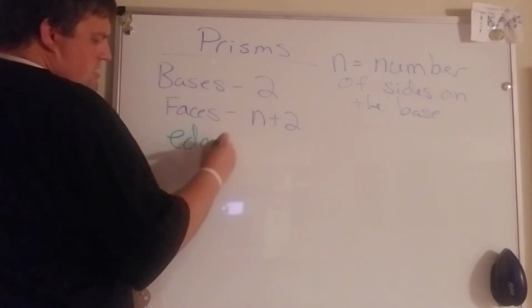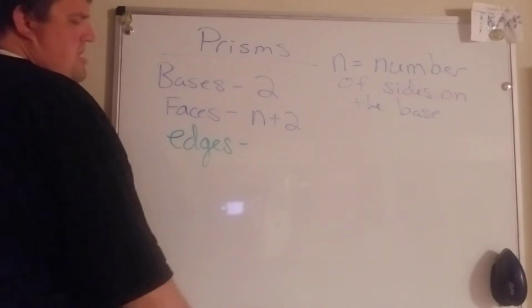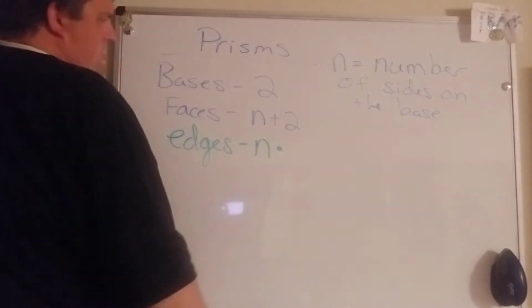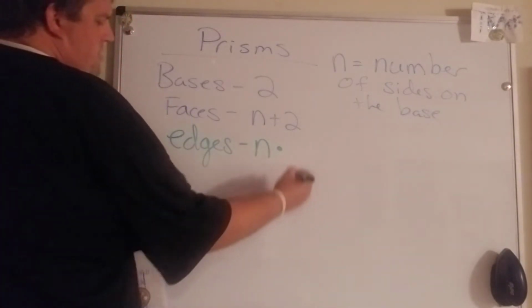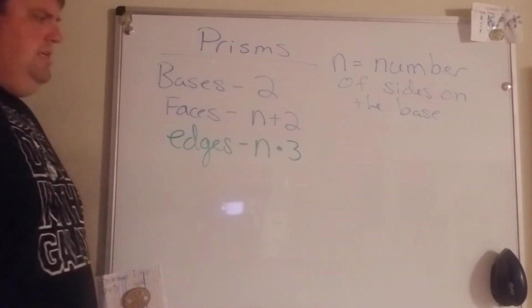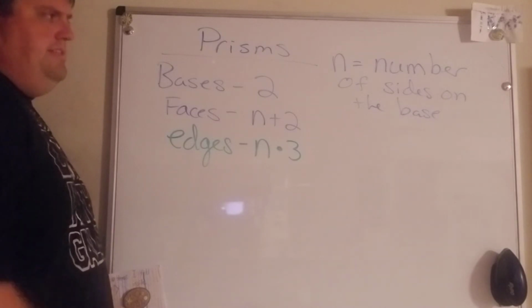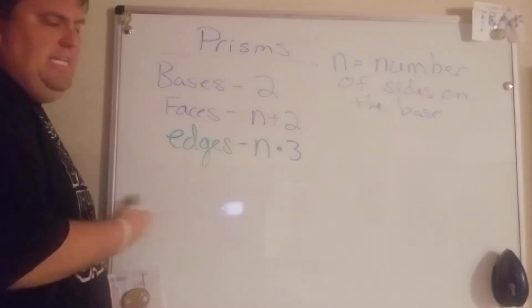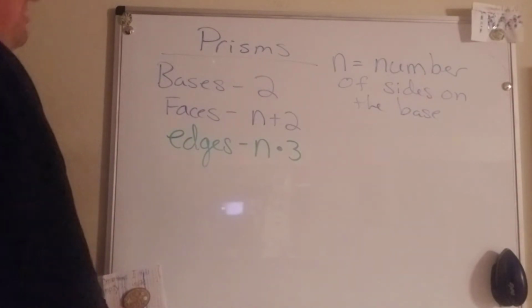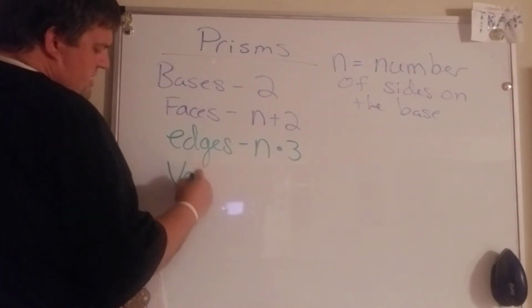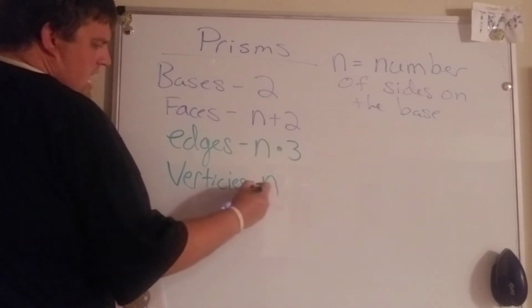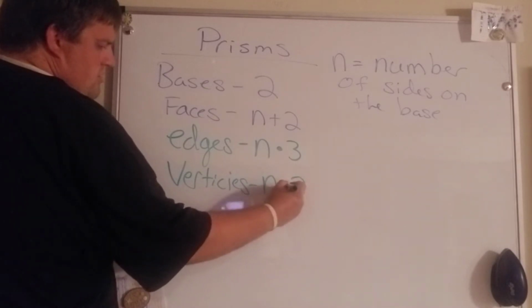Edges, there is n times 3 edges. So again, same idea with n. However many sides are on that base shape, multiply by 3. That'll tell me how many edges are in the prism. And then for vertices, it's going to be n times 2.